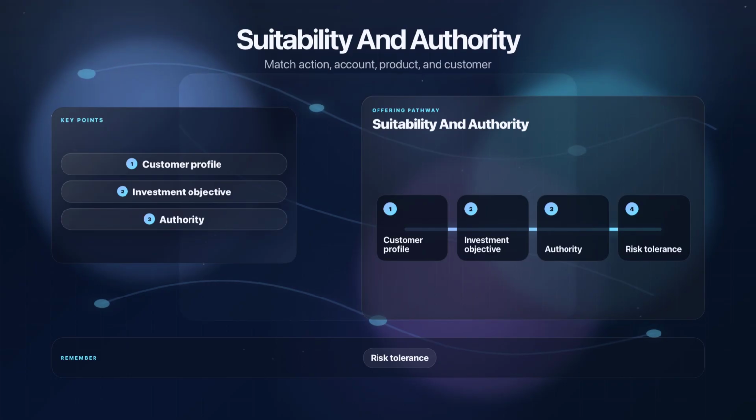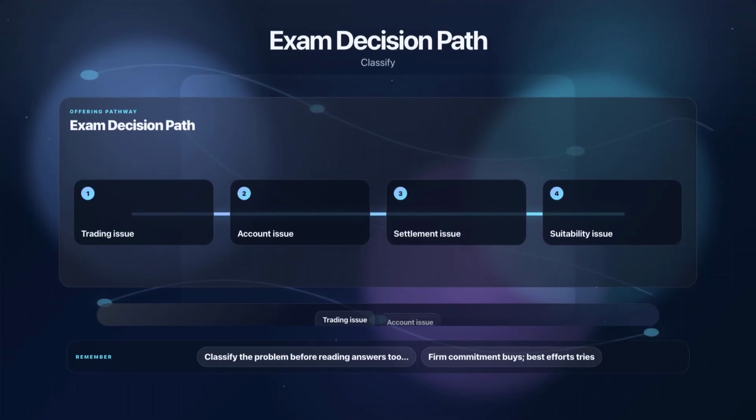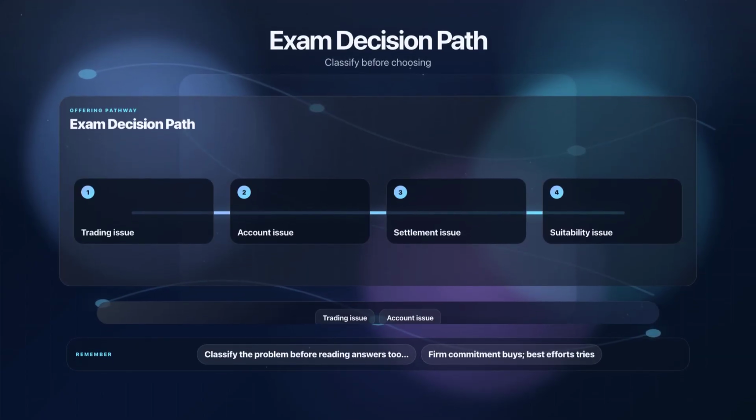For many Domain 3 questions, you need two checks. First, is the representative authorized to do what happened? Second, does the recommendation or action fit the customer? A trade can be technically possible, but still unsuitable. An account instruction can be logical, but still unauthorized without the correct documentation.